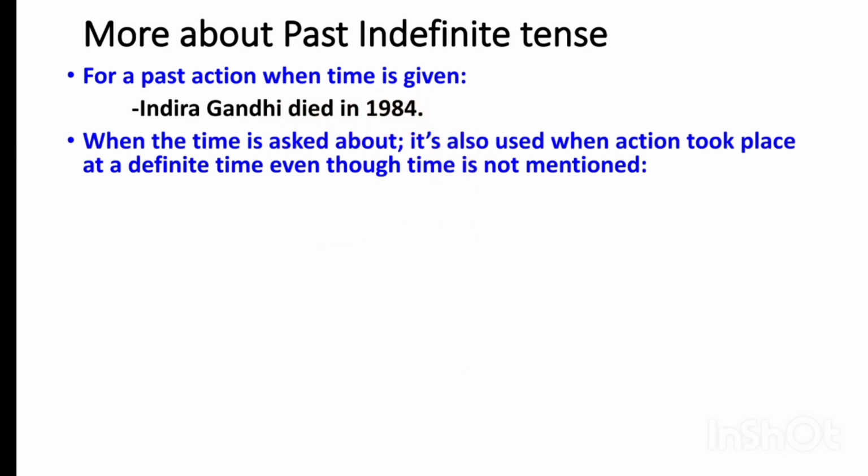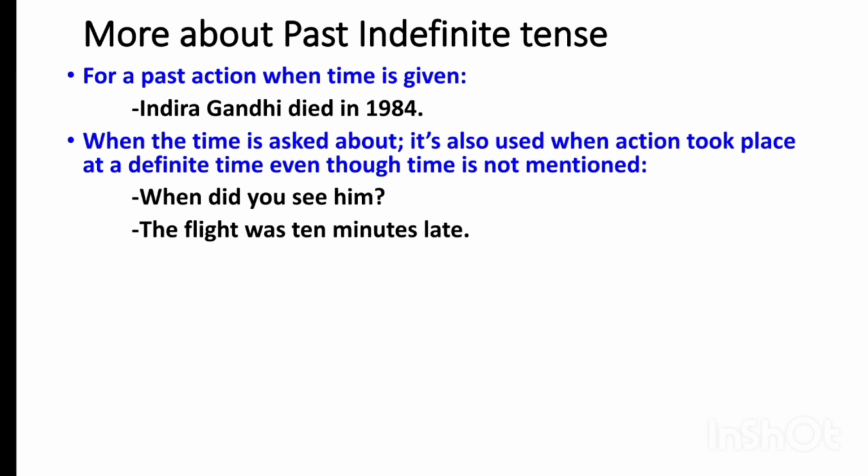When the time is asked about, it is also used when action took place at a definite time, even though time is not mentioned. ऐसा हो सकता है कि time mention ना हो, लेकिन clear होगा कि time is implied there, कि time वहाँ imply किया है. When did you see him? Time is certain. कब देखा था उसे? The flight was 10 minutes late. It means the time of flight is certain. When did you get your present job? It means definite point of time.